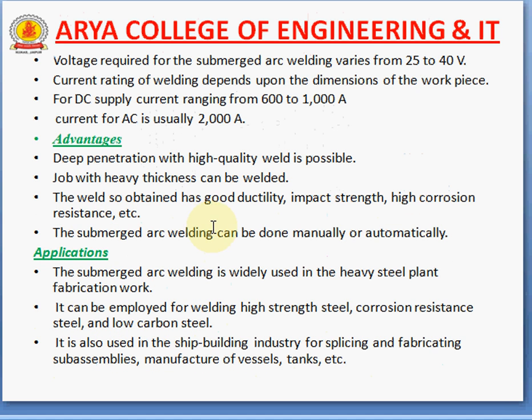If we discuss the rating and supply values, the voltage required for submerged arc welding generally varies from 25 to 40 volts, and the current rating of welding depends upon the dimension of the workpiece. For DC supply, the current ranges generally from 600 to 1000 amperes. The current is generally AC. If we use an AC supply system, the current required is more than the DC system, generally 2000 amperes.